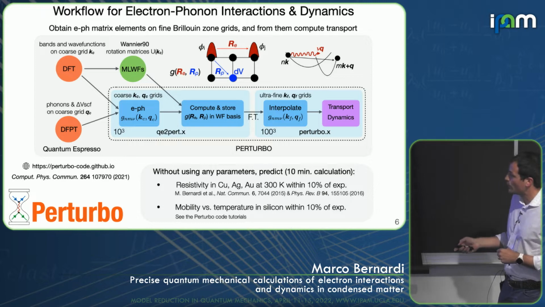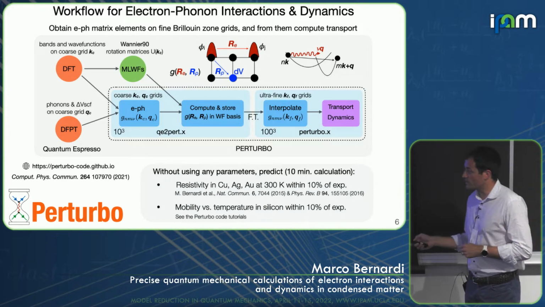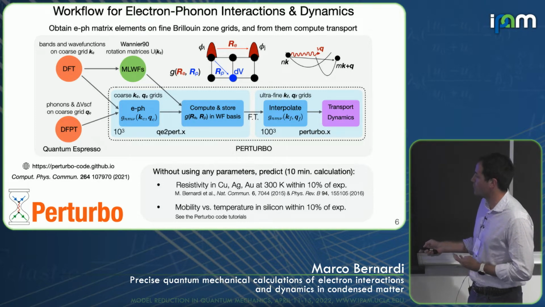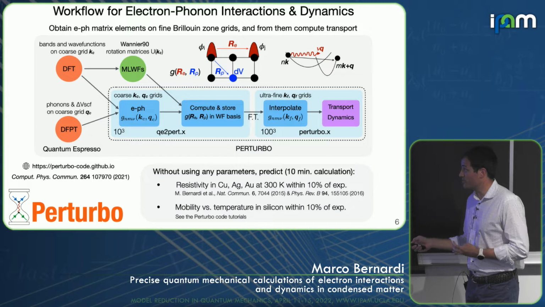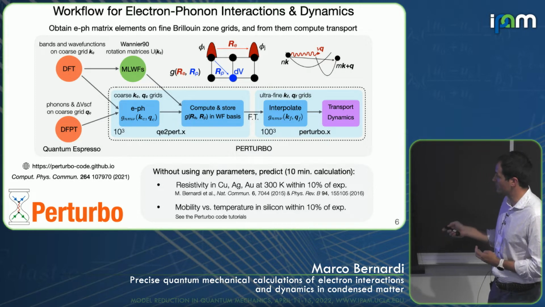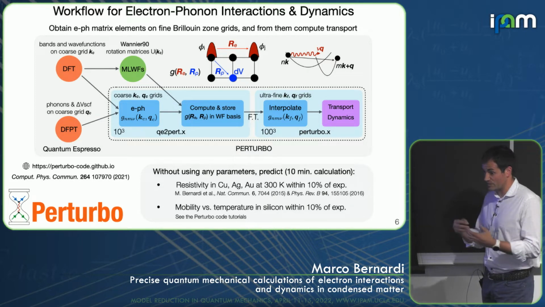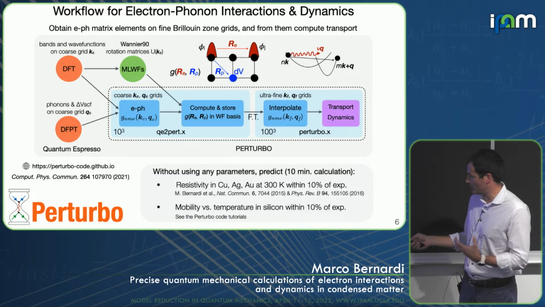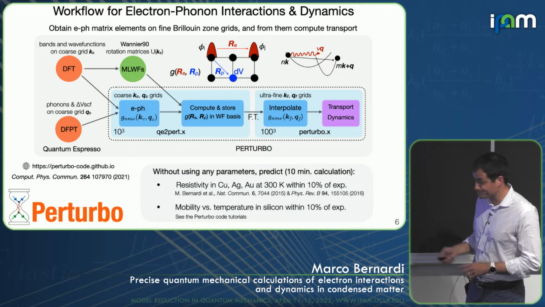Okay? Now, the density functional theory calculations are standard. They can be done with a standard DFT code like Quantum ESPRESSO. However, forming the matrix elements, interpolating them, and using them to compute dynamics, that's a much more specialized workflow. And for that, we use our own code, Perturbo.